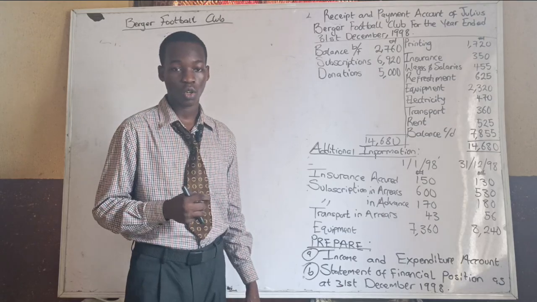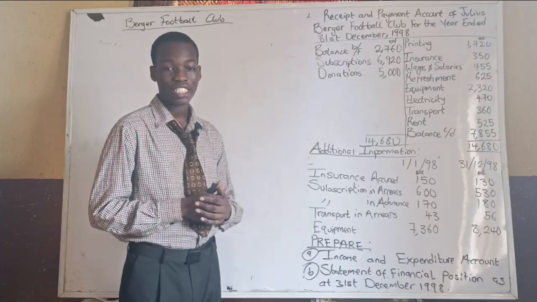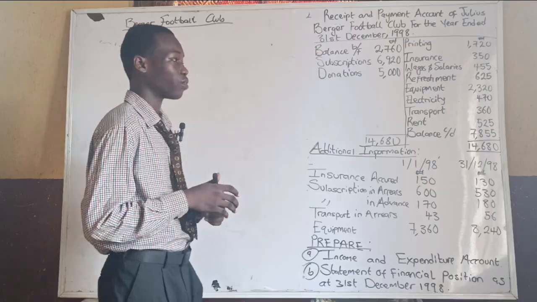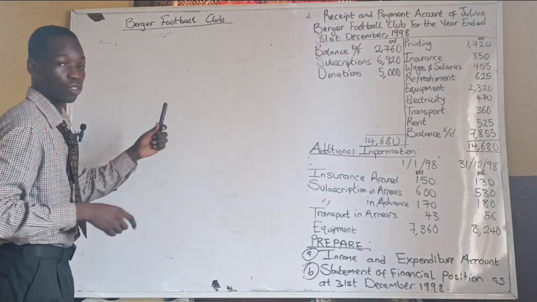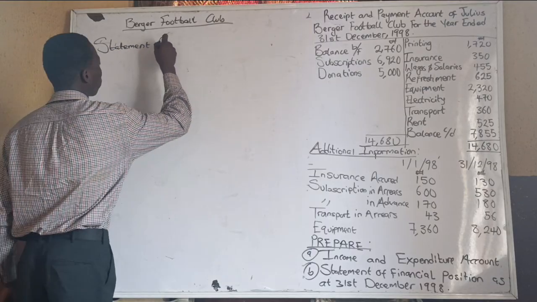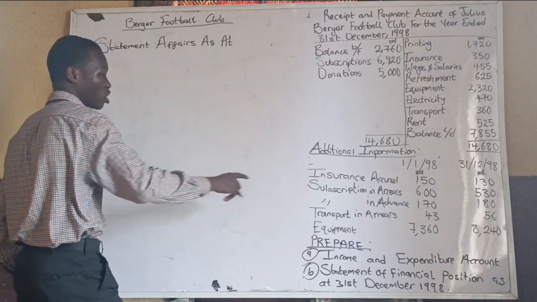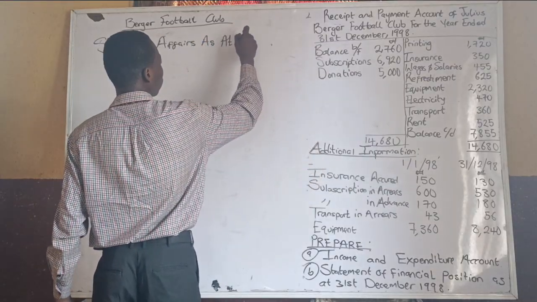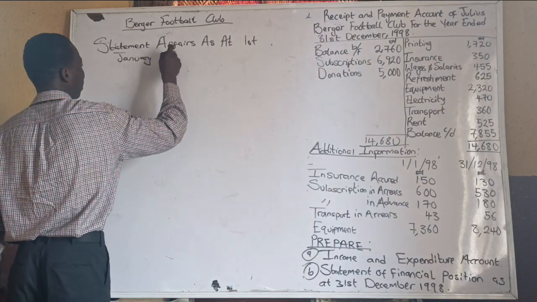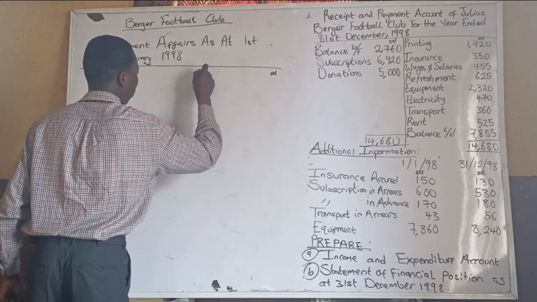But I said this in my first video under introduction to non-for-profit making organization. What I said was that when you are starting to prepare your accounts, the first thing to do is the statement of affairs to determine your accumulated fund. Now, this is the name of the club. So, statement of affairs as at the beginning, which is 1st January 1998, is similar to our balance sheet.